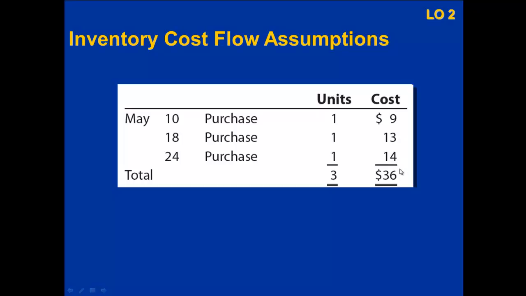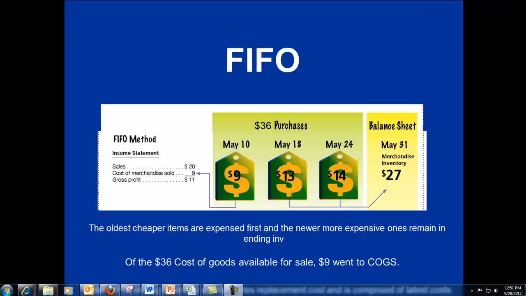So now it's time for us to talk about FIFO, LIFO, and weighted average. FIFO is the first of our inventory costing methods. The three that are typically used are FIFO, which stands for first in, first out. That means that the first piece of inventory that we purchased or acquired is going to be the first that we sold, right? We're assuming, hey, this was the first thing that came in, so it makes sense that it's the first to go out. The oldest, cheapest items are expensed first, and the newer, more expensive ones remain in ending inventory.